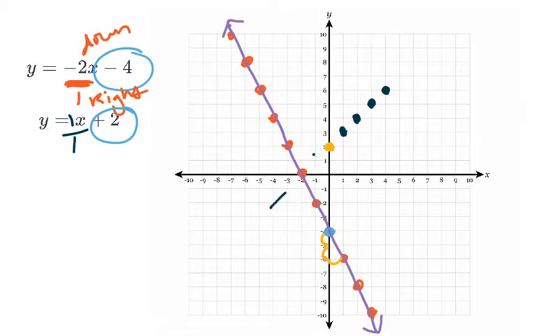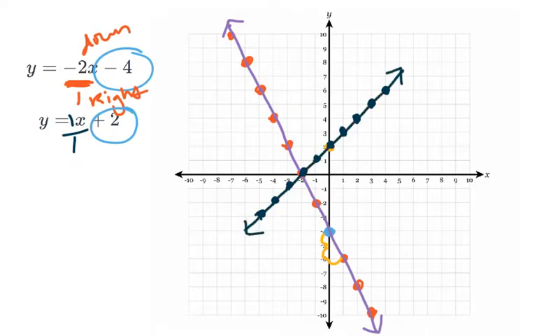Okay, so let's do the opposite. So from my y-intercept, instead of going up 1, right 1, we're going to go down 1, left 1. Down 1, left 1. Down 1, left 1. And you can see where the lines intersect.